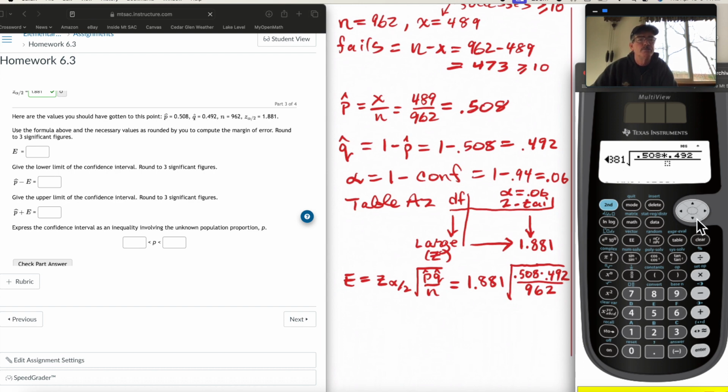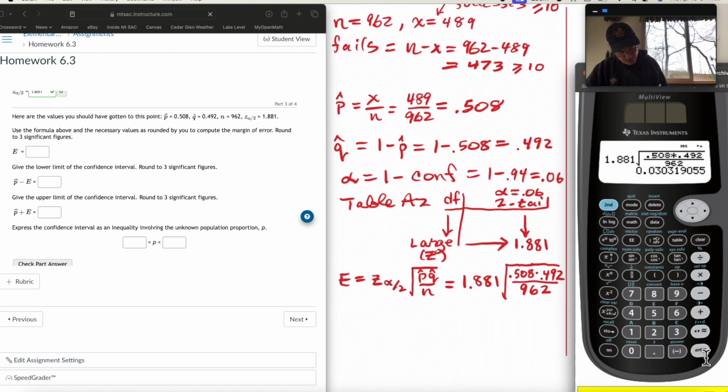Okay, and over 962. Okay, so everything looks good, just double checking. Yeah, okay, so enter 0.0303 is what we're going to go with.